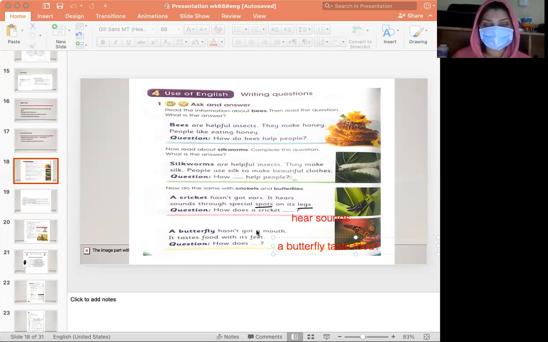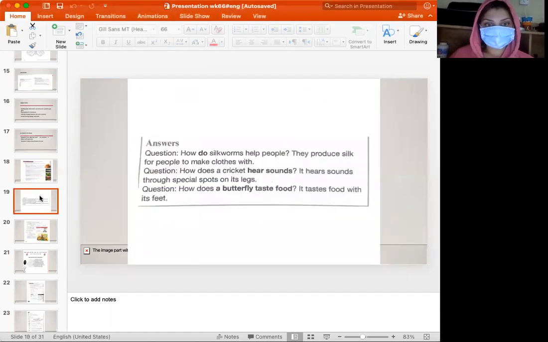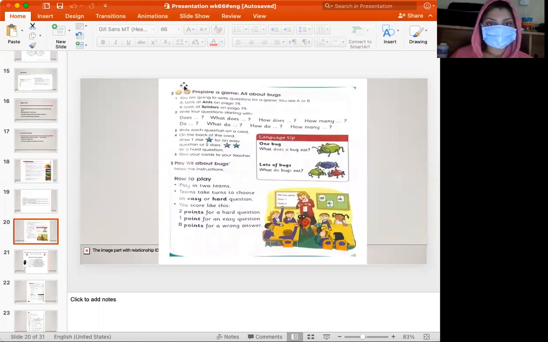So this is how we make questions. Okay? Let's practice more on making questions. Prepare a game. Let's ask each other some questions. You are going to write some questions. So now bring a piece of paper and let's play this game together. Look at the ants on page 78. Look at a spider on page 79. Write 4 questions.